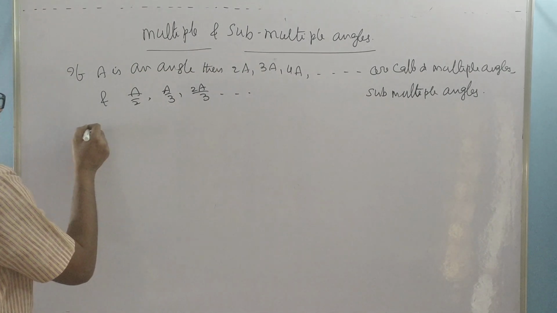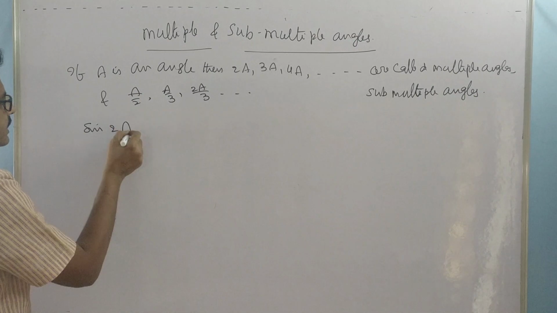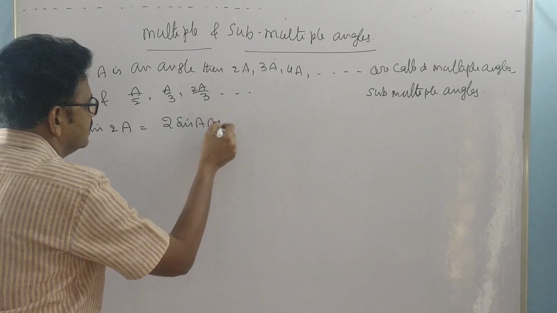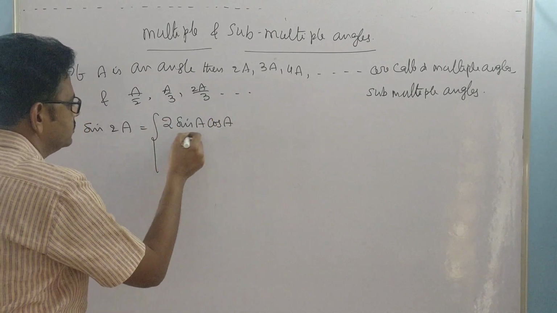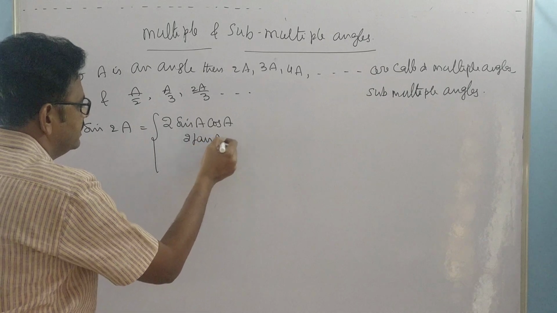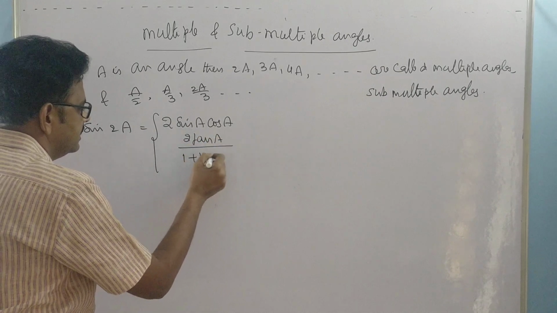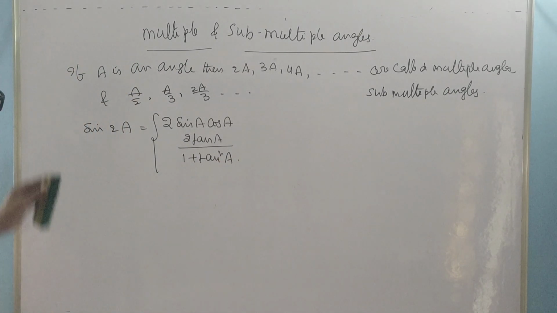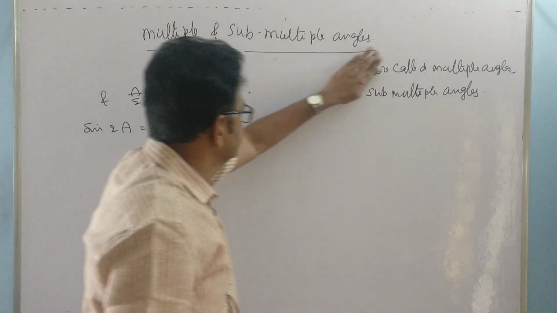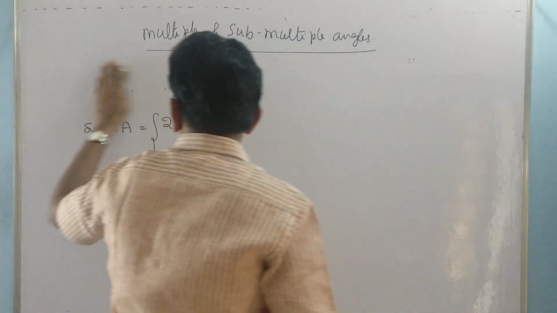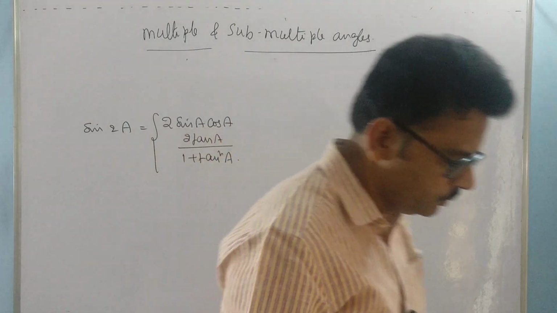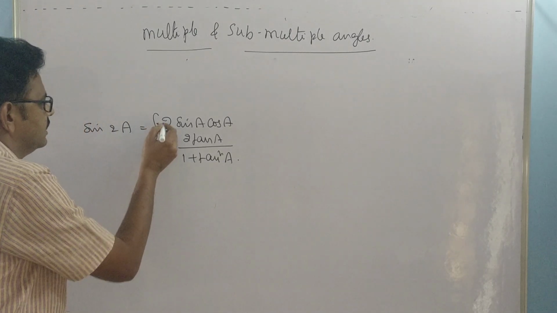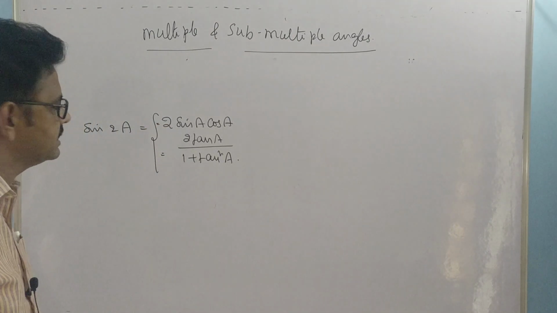Now we have first one, sin 2A is equal to, these are the standard formulas, 2 sin A cos A, and also this is 2 tan A by 1 plus tan square A. So this is sin 2A formulas. Sin 2A is 2 sin A cos A, and the other formula is 2 tan A by 1 plus tan square A.